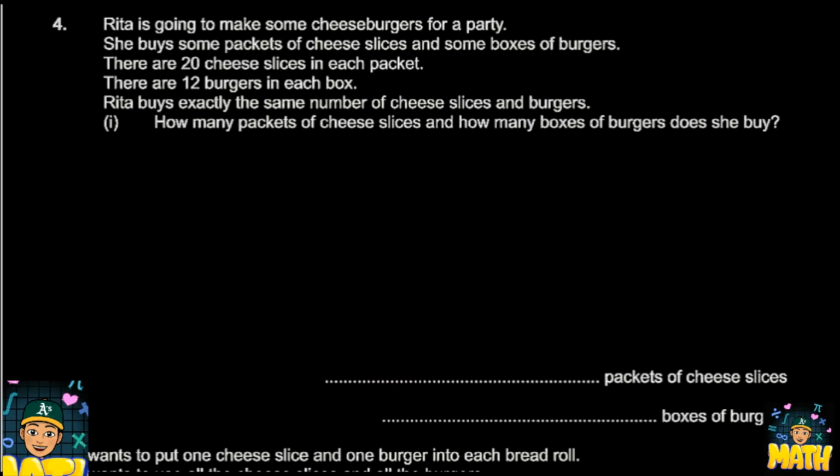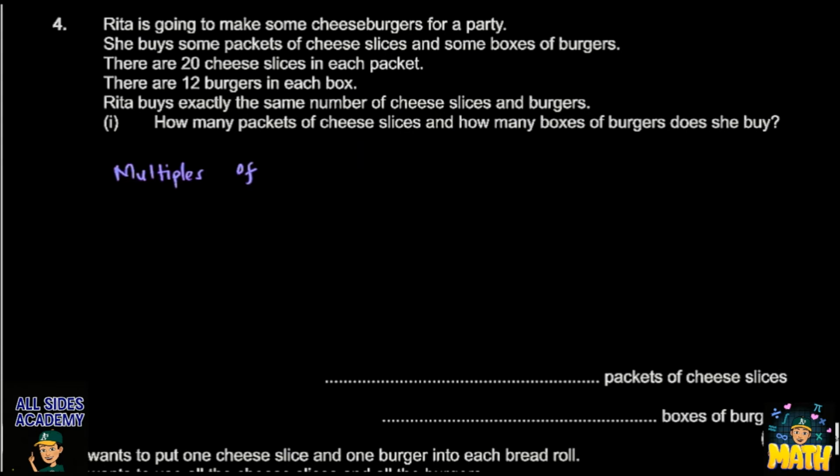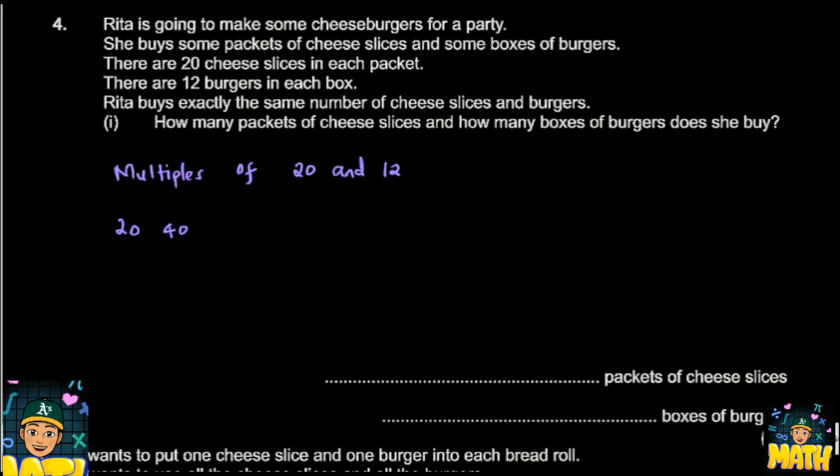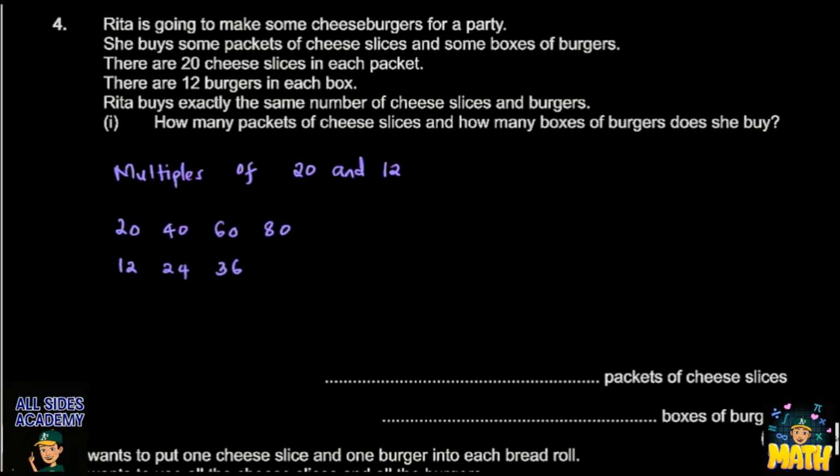So in this case, we will consider the multiples of 20 and the multiples of 12, because if she's buying them in packets, remember multiples increase in 20s or in 12s. That's why we are considering the multiples. And then the multiples of 12 right there are 36 and 48 and 60 and 72.